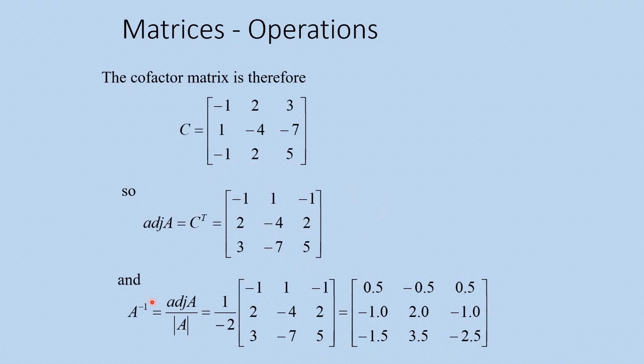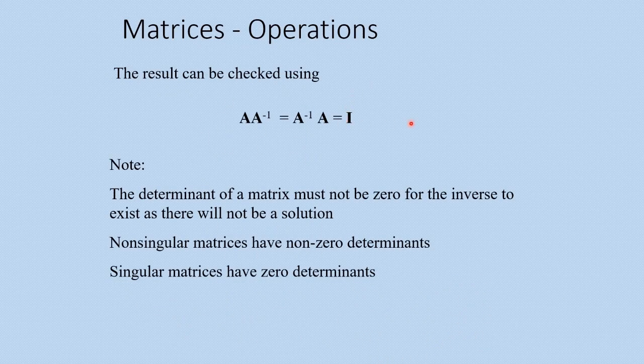Substituting the values in the formula for A inverse is equal to adjoint matrix divided by determinant A, we get this. Dividing each element by minus 2, we get this. The result can be checked using this. Note: the determinant of a matrix must not be 0 for the inverse to exist, as there will not be a solution.